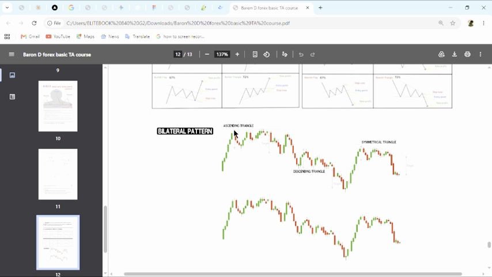So this is an ascending triangle. This is a descending triangle. This is a symmetrical triangle. So this is how price action works: up, down, with this candle representation of buyers and sellers in the market. So you see price going like this: up, down, sideways movements, breakout, retest, expansion, and so on.